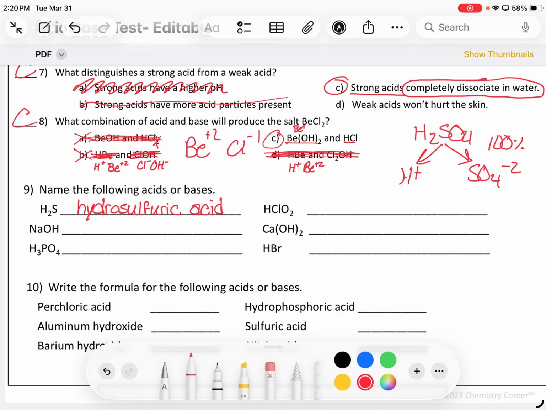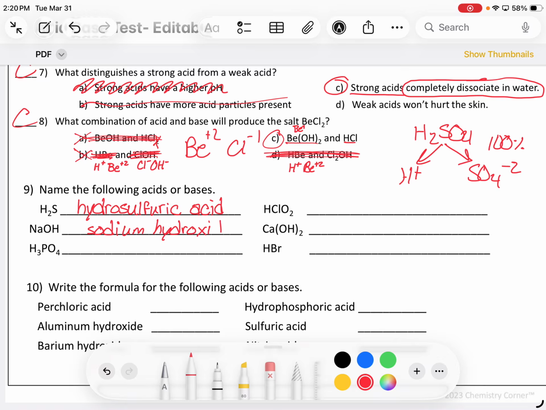By the way, I have been seeing a lot of hydrosulfic acid, and while that's really good reasoning, do remember, sulfur will retain its main root. So hydrosulfuric acid. NaOH is just going to be a normal base, sodium hydroxide.